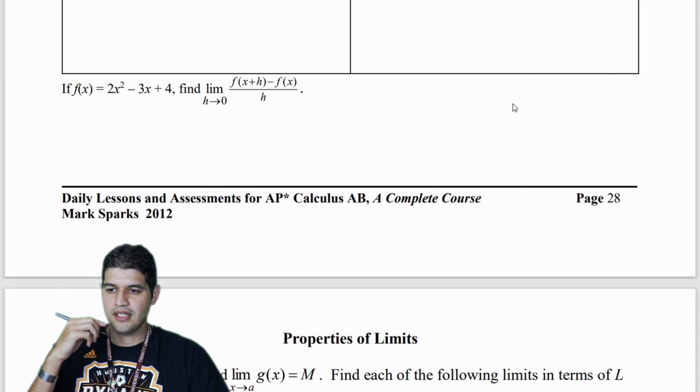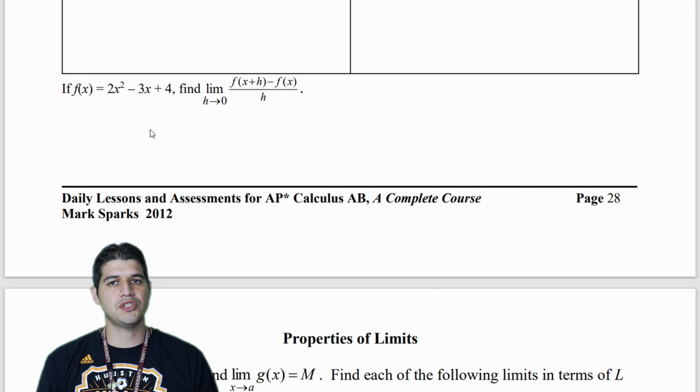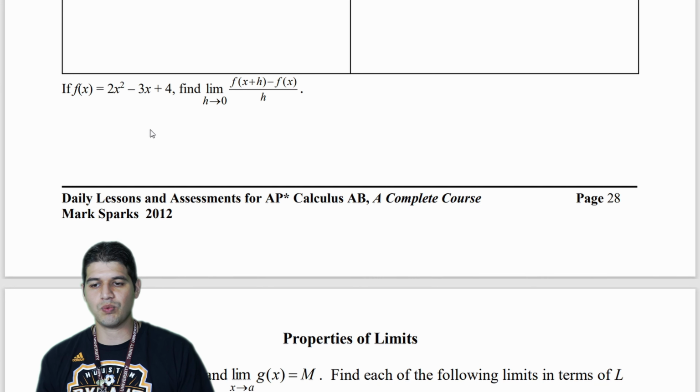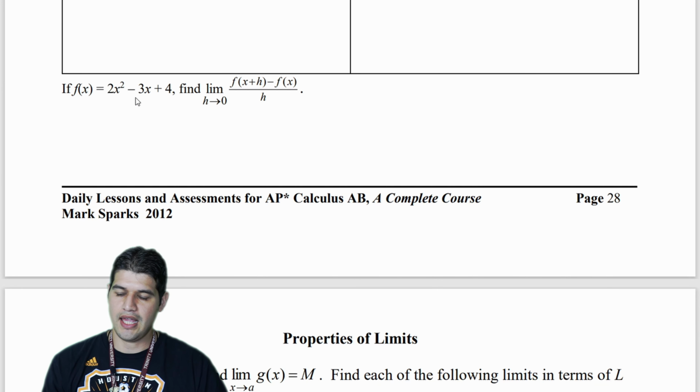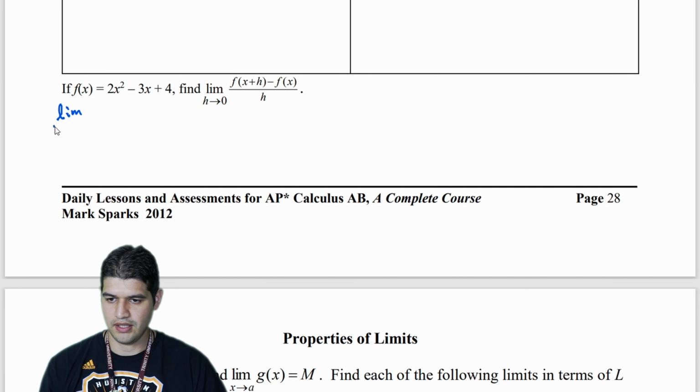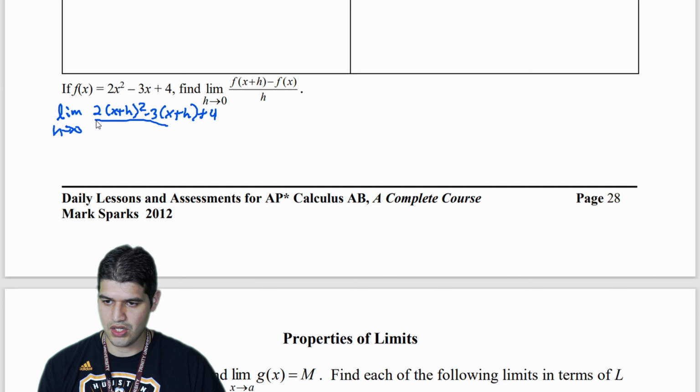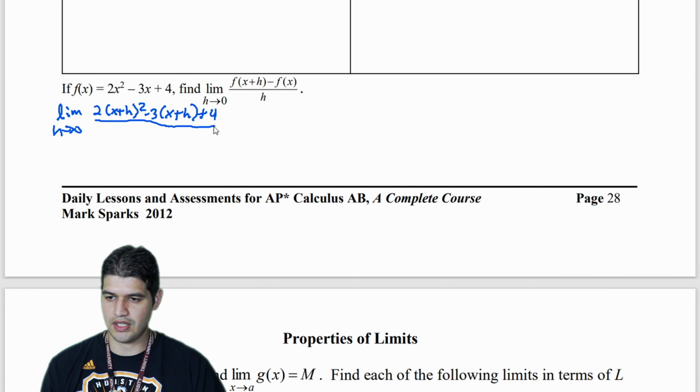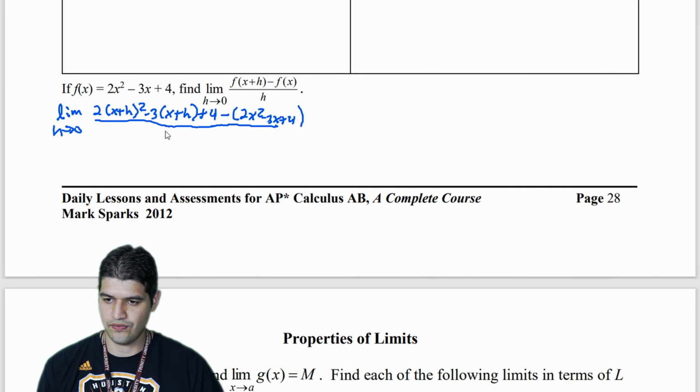I know there's a lot happening here, but we just substitute in f of x plus h minus f of x, and that's what we need to find. So here's our function f of x, and I want to substitute in x plus h into each of these. So the limit as h approaches 0 of 2 times (x plus h) squared minus 3 times (x plus h) plus 4, over, oh, I missed a little bit. So minus f of x, which is just all of that again, so minus (2x squared minus 3x plus 4), all over h.